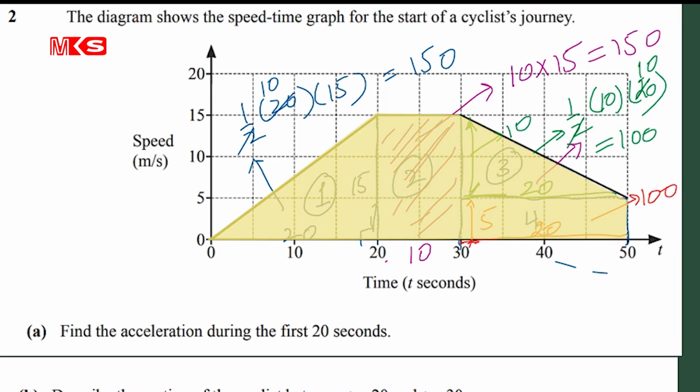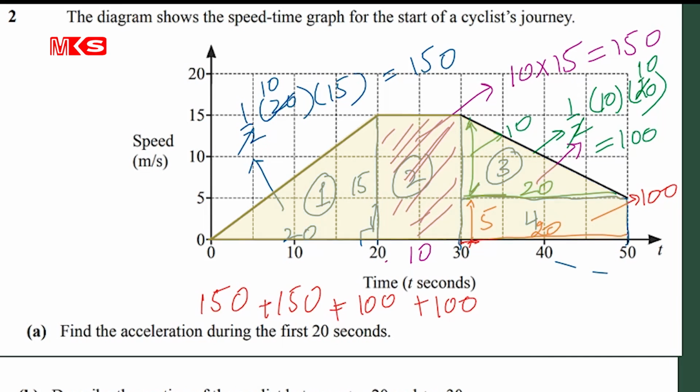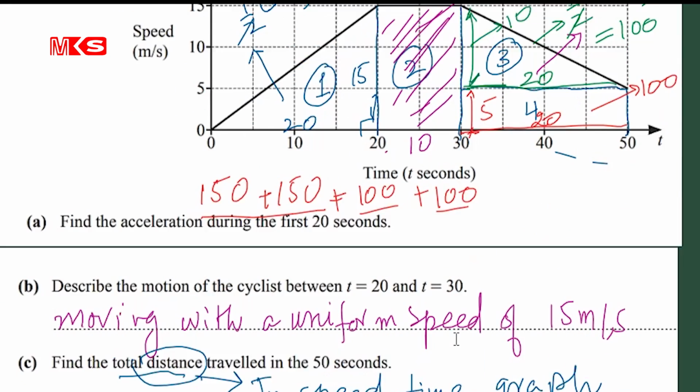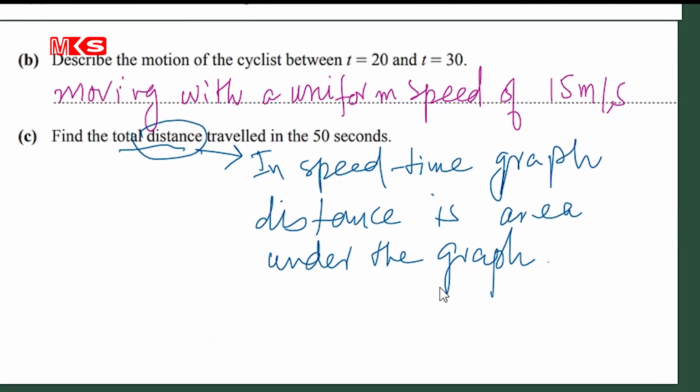So the total distance covered is 150 from the first part, from the second part it is again 150, plus the third part is 100 and the fourth part is 100. So 150 plus 150 is 300, 400, 500. So the total distance covered will be 500. 500 meters is the total distance covered.